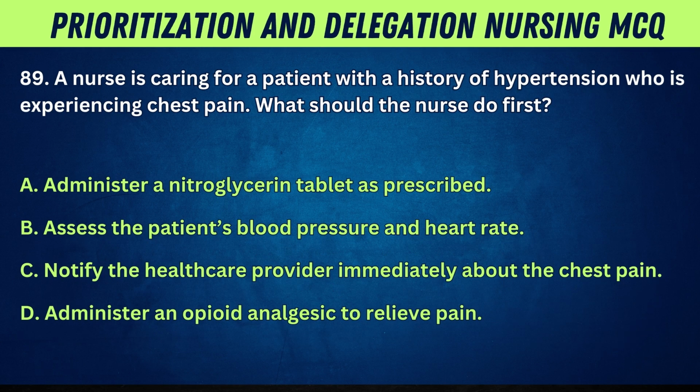89. A nurse is caring for a patient with a history of hypertension who is experiencing chest pain. What should the nurse do first? A. Administer a nitroglycerin tablet as prescribed. B. Assess the patient's blood pressure and heart rate. C. Notify the healthcare provider immediately about the chest pain. D. Administer an opioid analgesic to relieve pain.